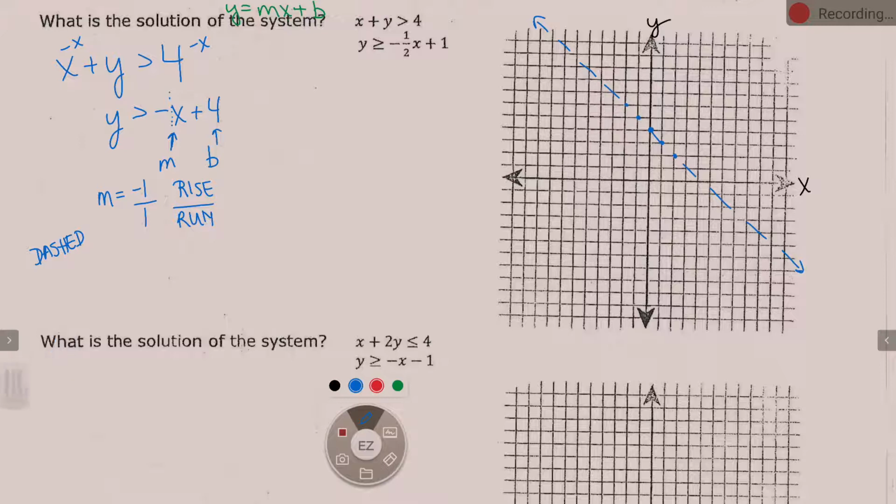Am I going to shade above or below? We're going to shade above because this is some type of greater than sign. Is above fairly obvious on this one? Yeah. Okay, there's my above.